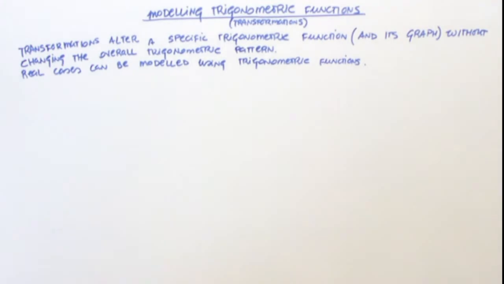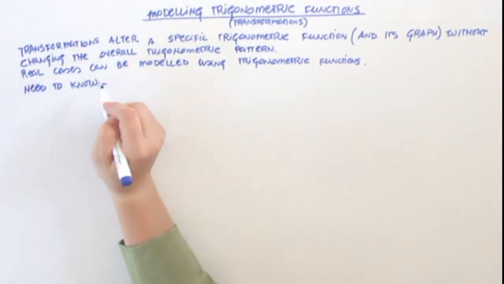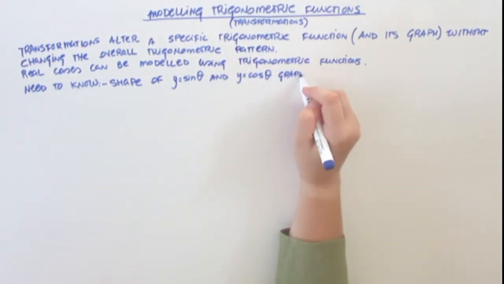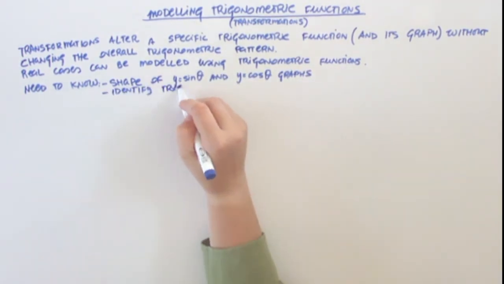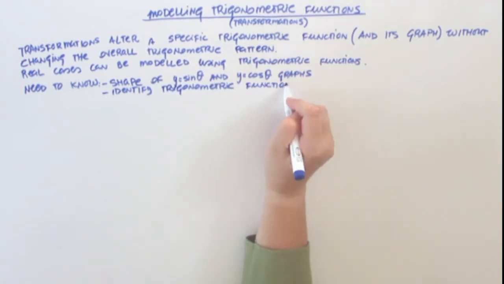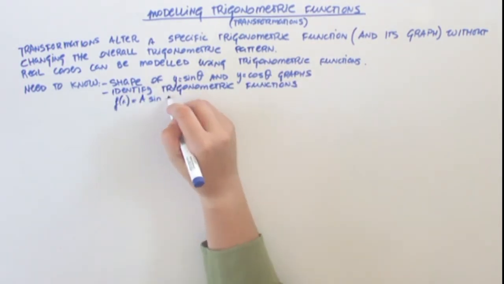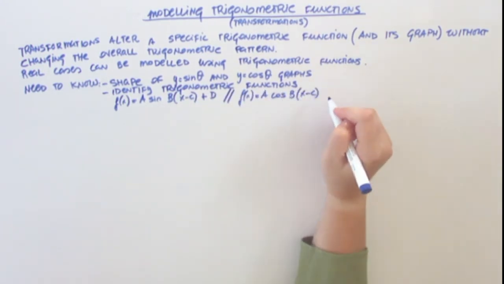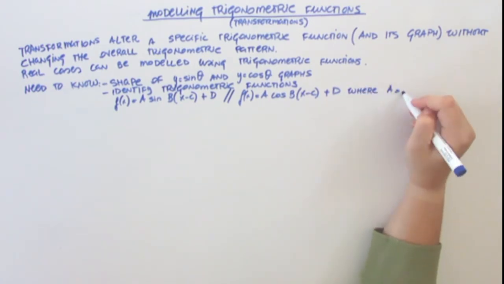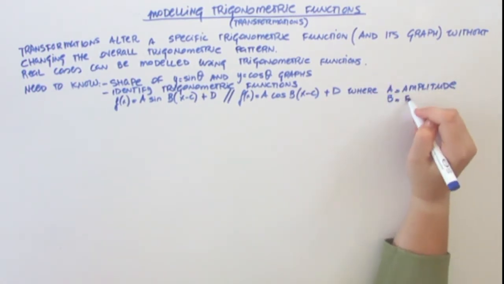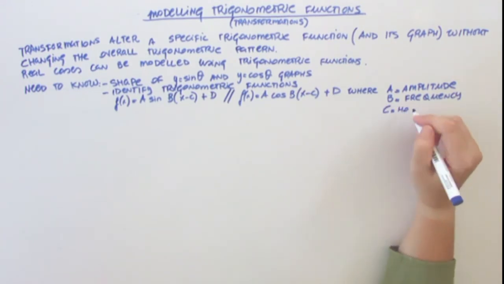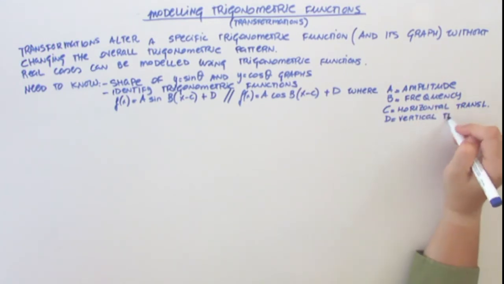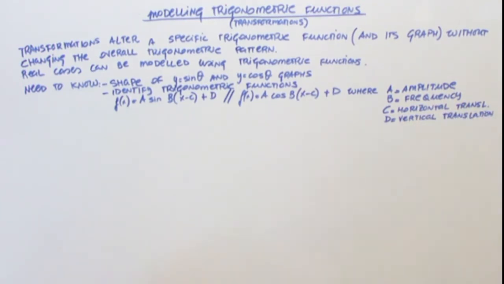Before starting, I need to know the overall shape of the sine and cosine graphs and how to identify a trigonometric function, which looks like f(x) = a sin(b(x - c)) + d, or a cos(b(x - c)) + d, where a represents the amplitude, b is the frequency, c represents the horizontal translation, and d the vertical translation.